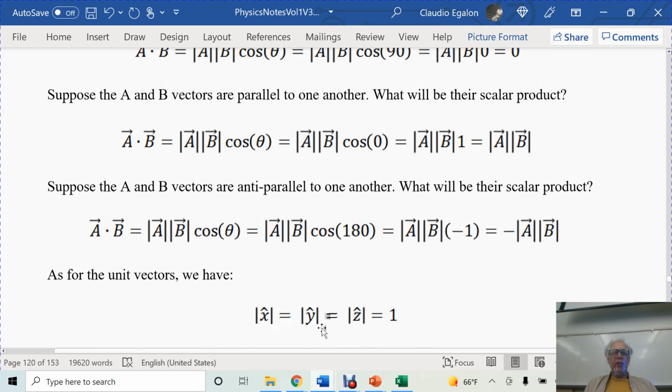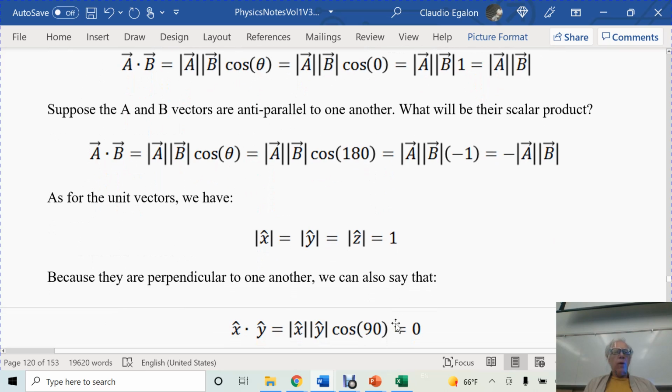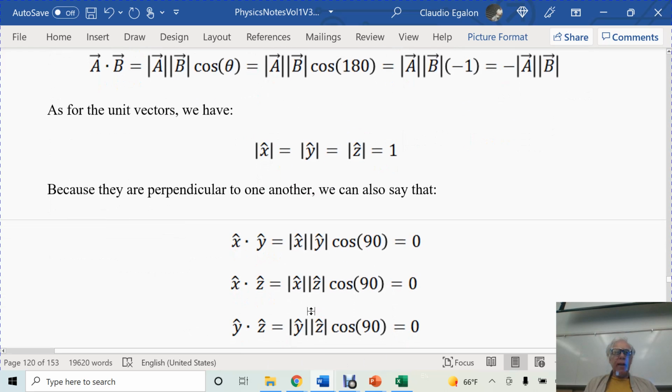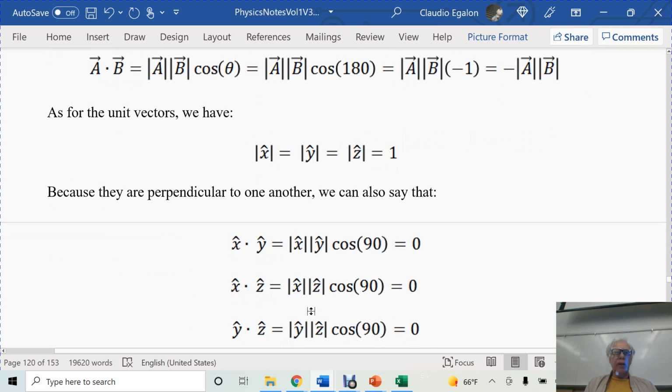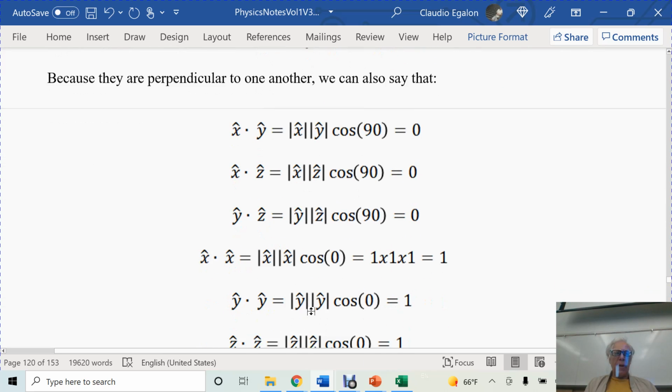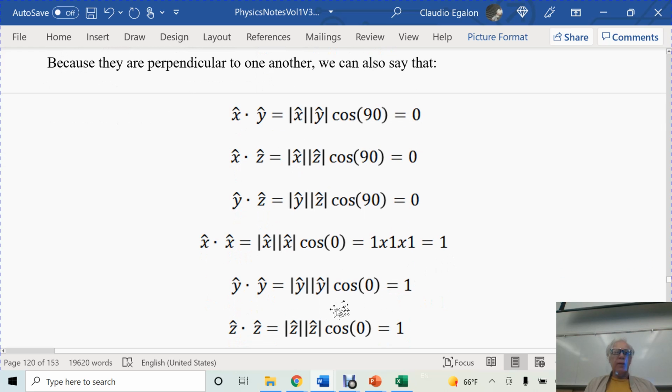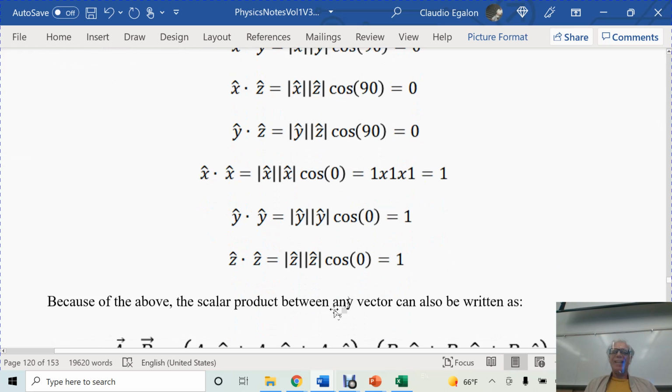The magnitude of x hat equals the magnitude of y hat equals the magnitude of z hat, which is equal to 1, right? Because they are perpendicular to one another, x hat dot y hat is going to be 0. And not only is x hat dot y hat going to be 0, but x hat dot x hat is going to be 1, and so on.